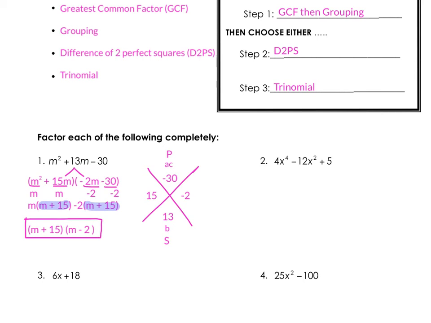Okay, so that was just one example, another one of the trinomial factoring. If you need reviews for any of the rest of these questions, you can always go back in your notes or look at the previous videos to look at how we factor using GCFs or grouping or difference of two perfect squares or trinomial factoring. And then we'll go over more of these in class.